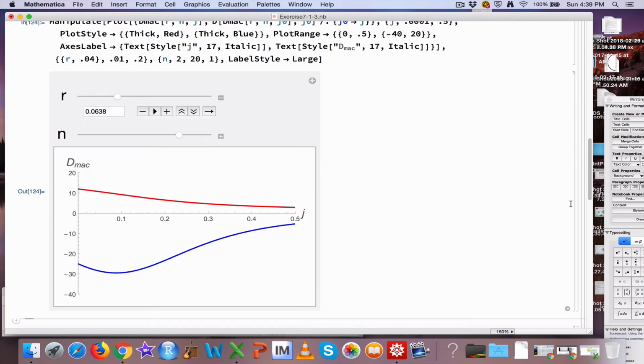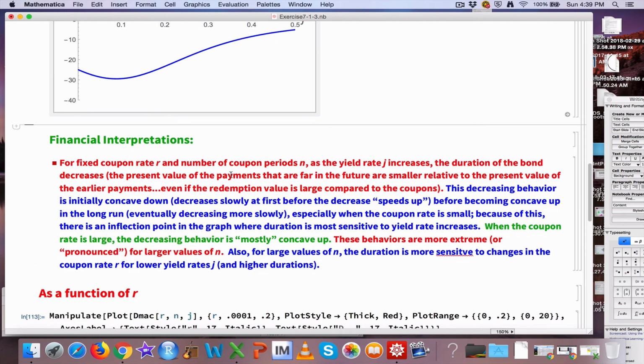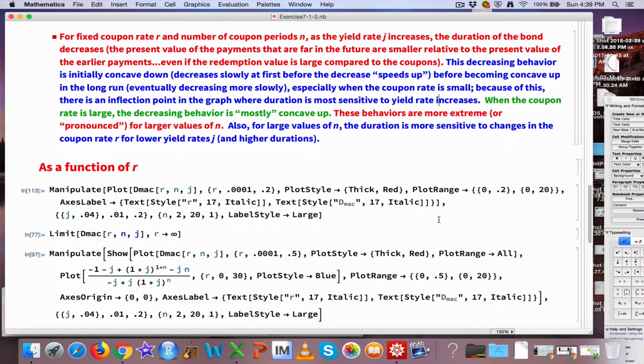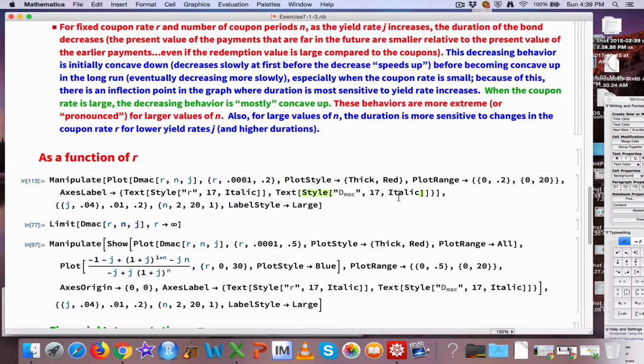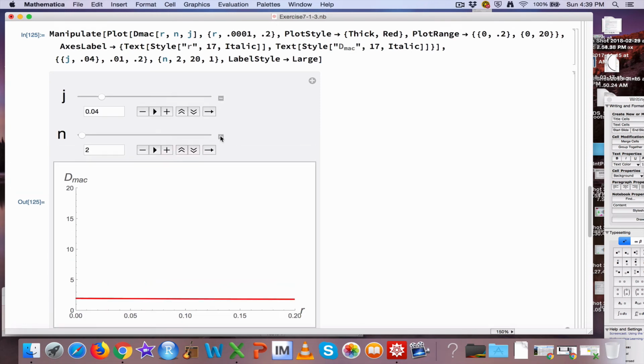Something unexpected. You can give all these things financial interpretations. I'm not going to read this, though I do notice a typo, sensitive. But you could pause the video and write this down if you like, and then think about it. It's a qualitative description of what we were seeing here. Let's go on to graphing the duration as a function of r now, keeping n and j fixed. So now this is a function of the coupon rate. We can look at this graph for different n's and different j's. Again, the graph goes up as n increases.